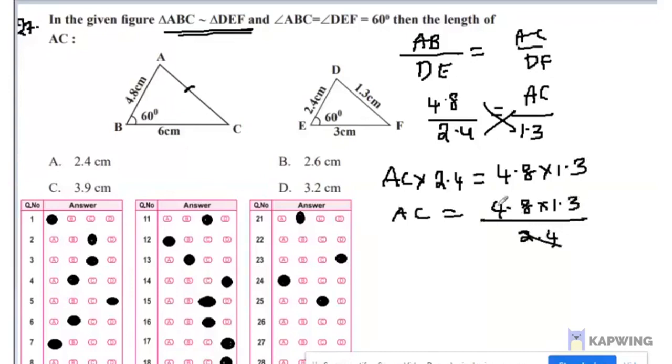2.4 ones are 2.4, 2.4 twos are 4.8. So AC is equal to 2 into 1.3, which is 2.6. So the correct option for this question is B. I'm going to shade B option for 27th question.